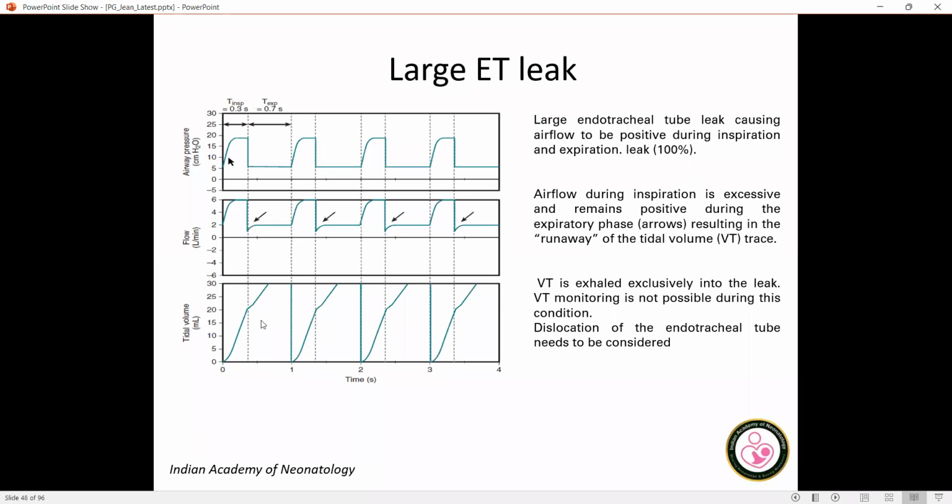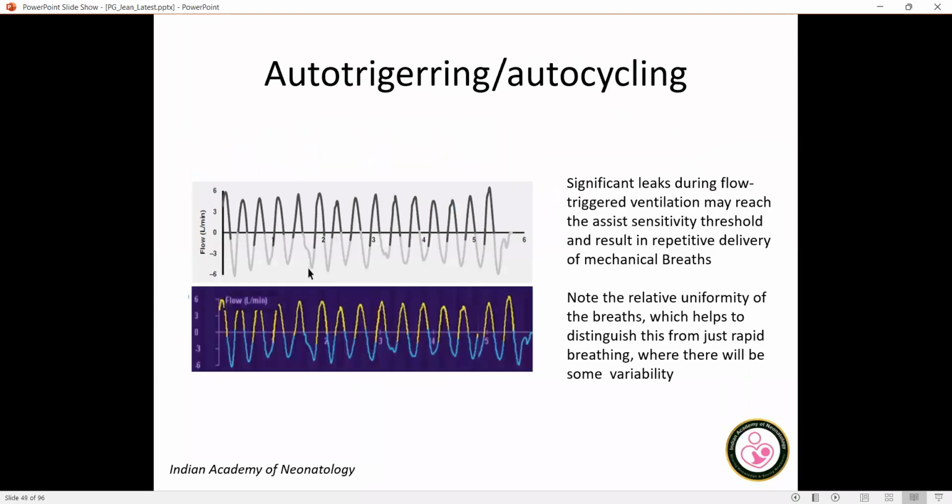And when we look at the VT, the tidal volume curve, the volume scalar, we cannot monitor the VT because the VT is scaled exclusively into the leak. So it is not possible to see the expiratory part of the volume loop. So what is the problem with this leaking? If there is a large leak, what will happen?